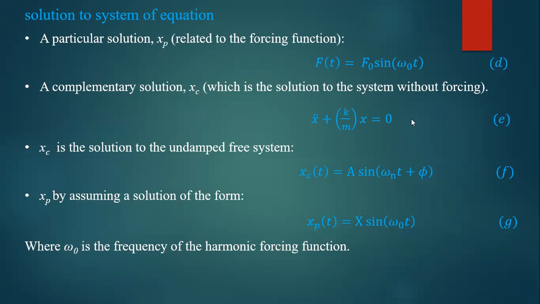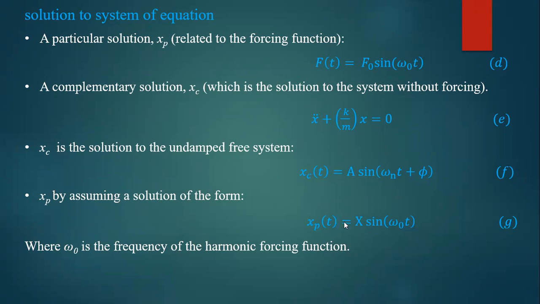The homogeneous part of the equation is this one, and the solution for the homogeneous part is x homogeneous of t equals A sine of omega n t plus phi. Here we have A and phi, which we have to determine, or we can represent it in terms of A sine omega n t plus B cos omega n t. Now one can use that. And the particular solution x particular is equal to X sine omega t, where X is the amplitude.